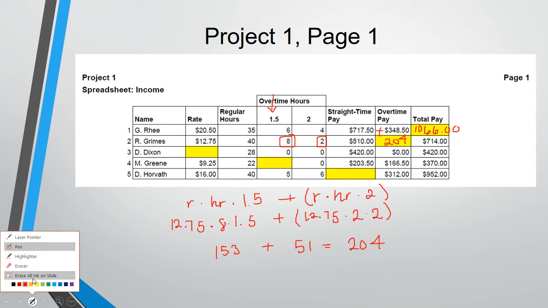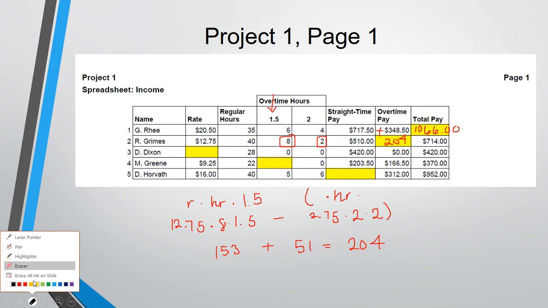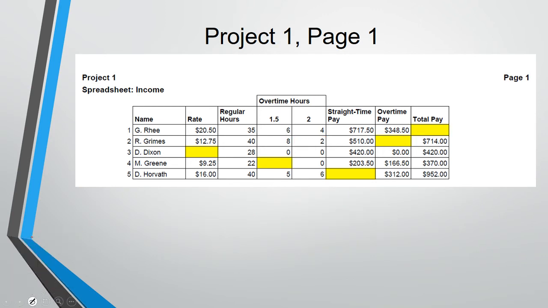Alright, let's go ahead and do number 3 now. Number 3, we're looking for the rate. You should know from this unit how to find the total pay or straight time pay. So I'm going to write STP for straight time pay equals the rate times the number of hours worked.